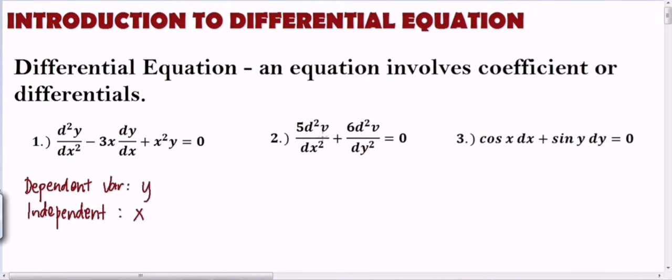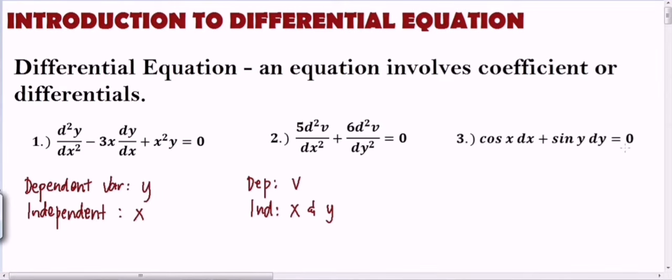So, 5 d squared v all over dx squared plus 6 d squared v all over dy squared is equal to 0. So, again, unahin natin yung dependent. So, ang dependent variable natin dito, meron tayong ginamit na v. Ayan, v rin to. So, meaning, ang dependent dito, guys, is v. Okay, ang independent naman dito is we have x at saka y. So, we will have x and y as independent variables. So, dalawa siya, guys. Okay?